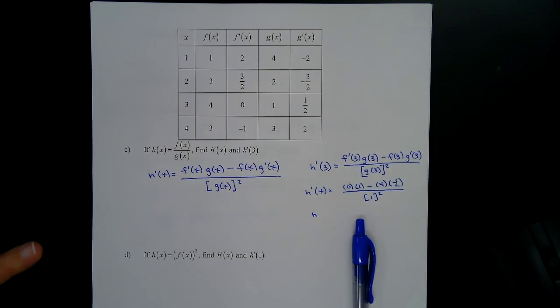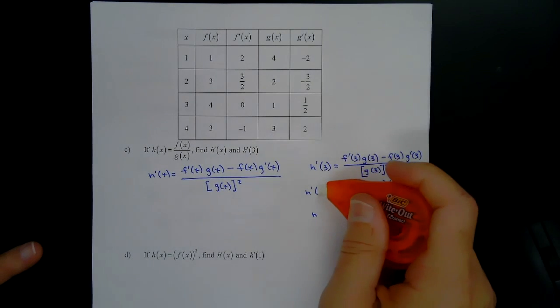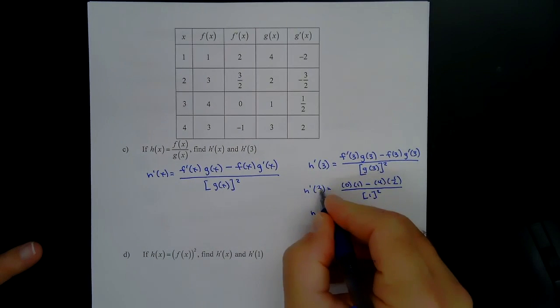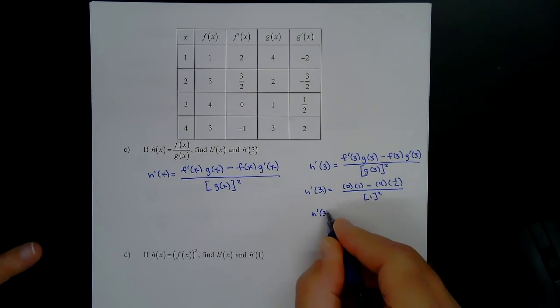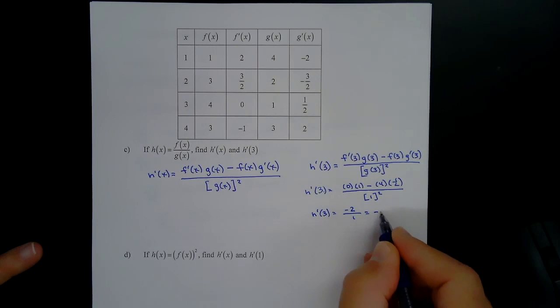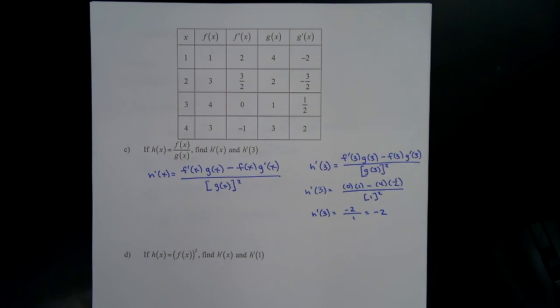You know what? Made a mistake. This shouldn't be h prime of x. This should be h prime of 3. Just caught it. And so h prime of 3 should be, this whole top becomes negative 2 over 1, which is negative 2. So h prime of 3 is negative 2. All right, so let's go to the next one.